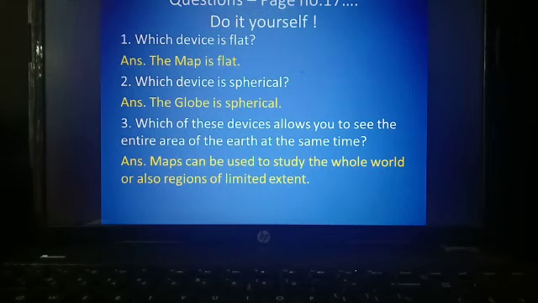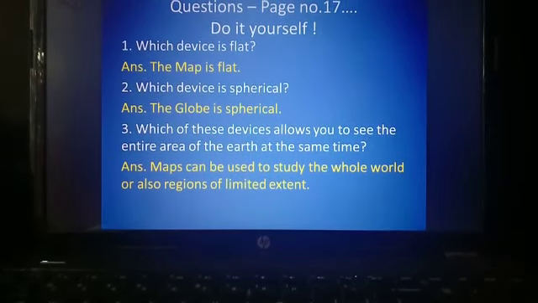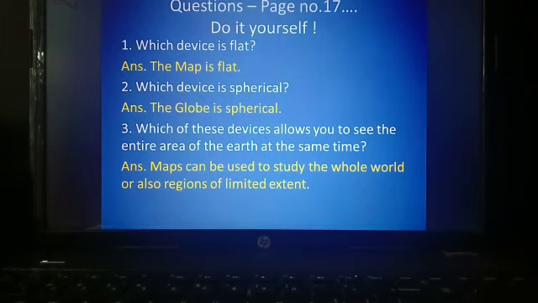Now the first question which is asked there is, which device is flat? The answer to this is the map. Second question, which device is spherical? And you can very well see it by looking at the 3 pictures. Which device is spherical in shape? It is the globe. The next question, third one, which of these devices allows you to see the entire area of the earth at the same time?